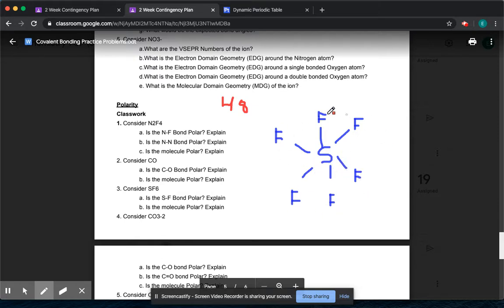So this is what it would look like. And then you just have to put the dots on all of the fluorines. But for the sake of time, I'm not going to put the dots. But this is what it would look like.